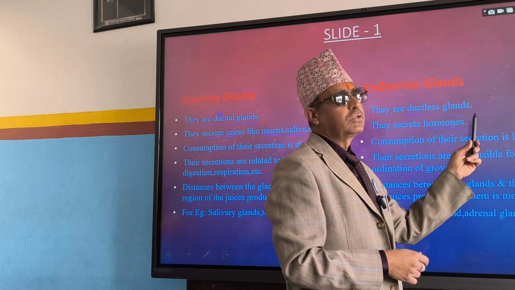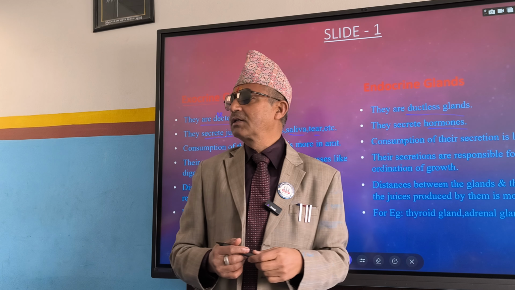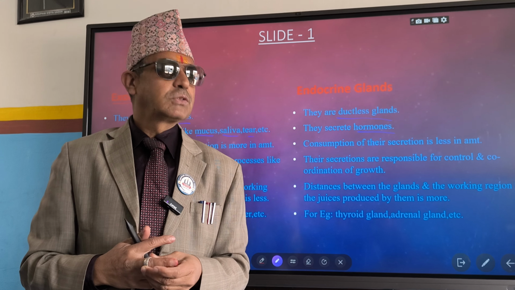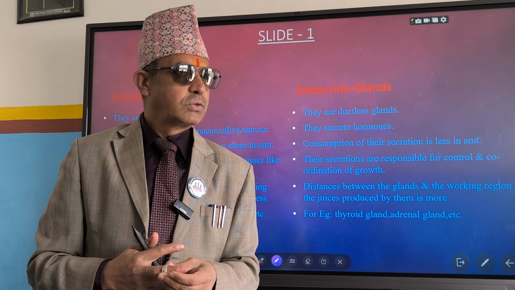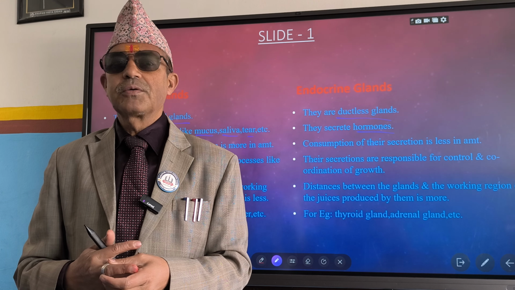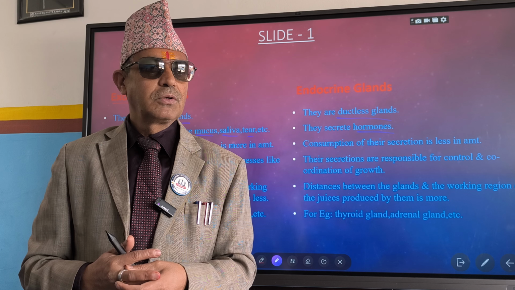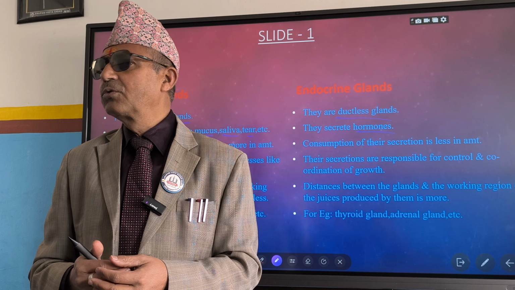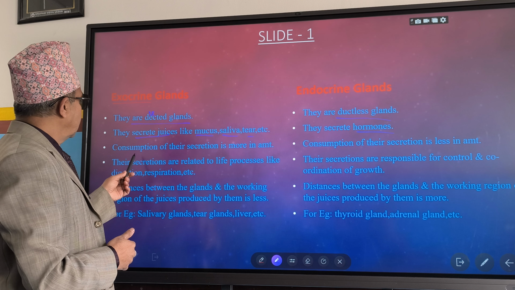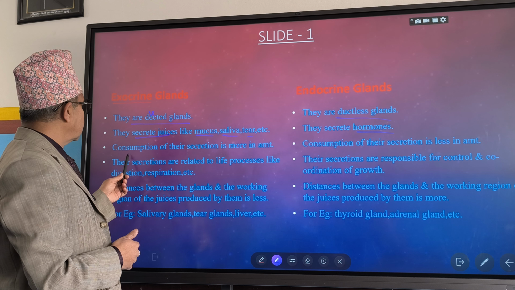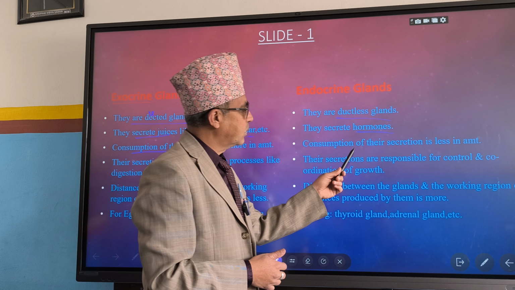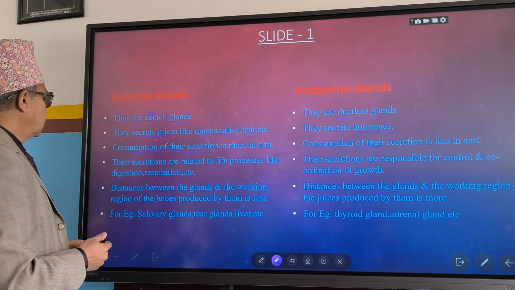And they secrete hormones. What are the different hormones secreted in our body? Insulin, glucagon, thyroxine, calcitonin, parathormone, growth hormone, testosterone, estrogen, progesterone. Those are hormones secreted by endocrine glands. And these endocrine glands, whatever they produce, their consumption is more. They can produce more amount, they can produce less amount. And these are the things to remember.